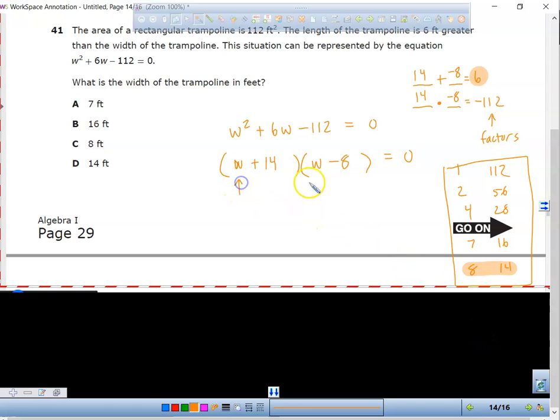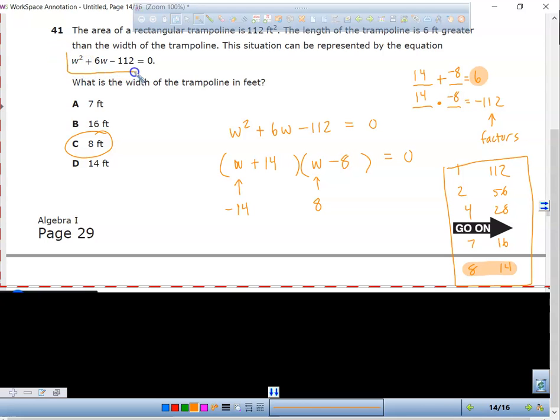So what could be the numbers that make this equal to 0? One of the numbers is negative 14. One of the numbers is 8. All right? So which one would make the most sense? A width of negative 14 feet or 8 feet? What would make the most sense? A rectangle that has negative 14 feet or 8 feet? 8 feet. That's why the answer is 8. You're like, oh, ain't no way I'm going to remember how to do all this.